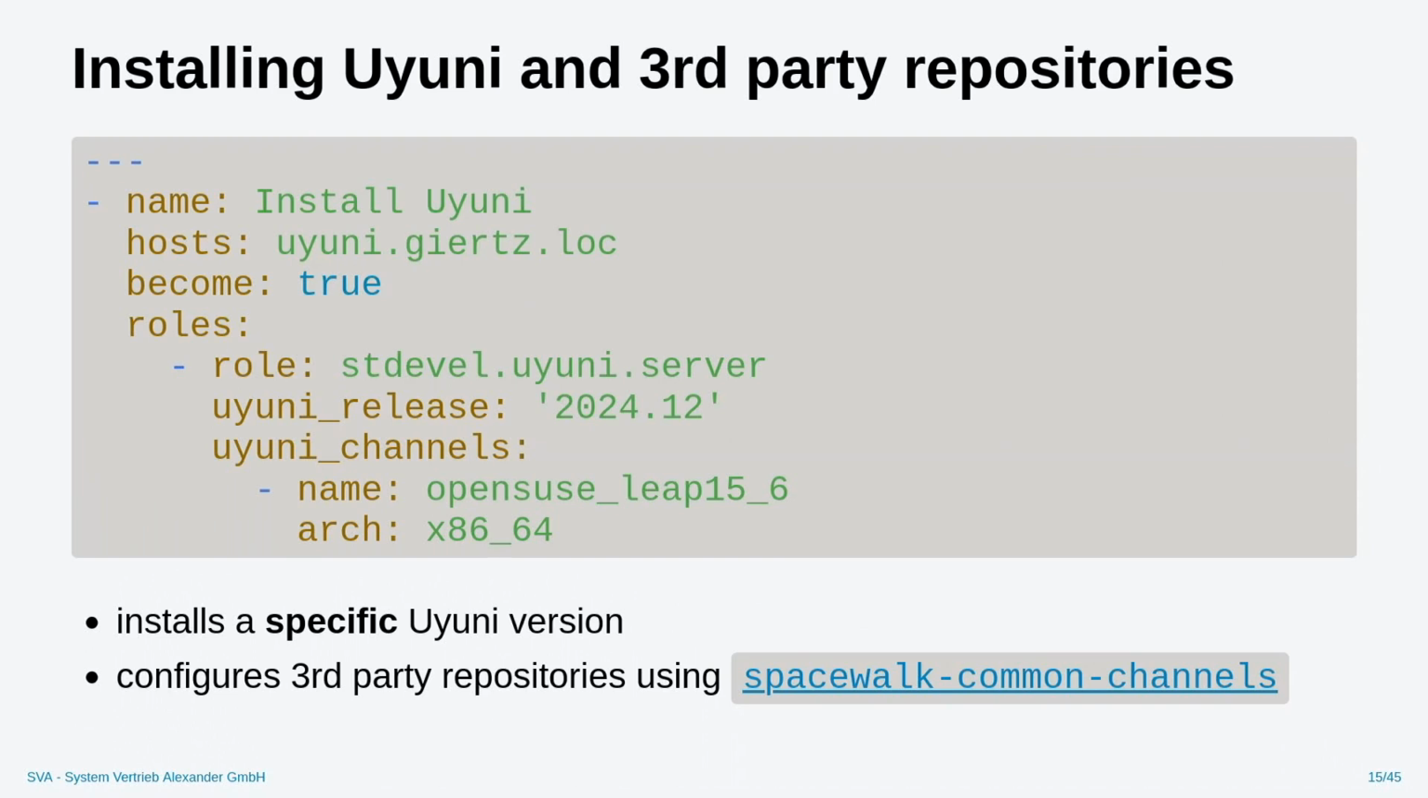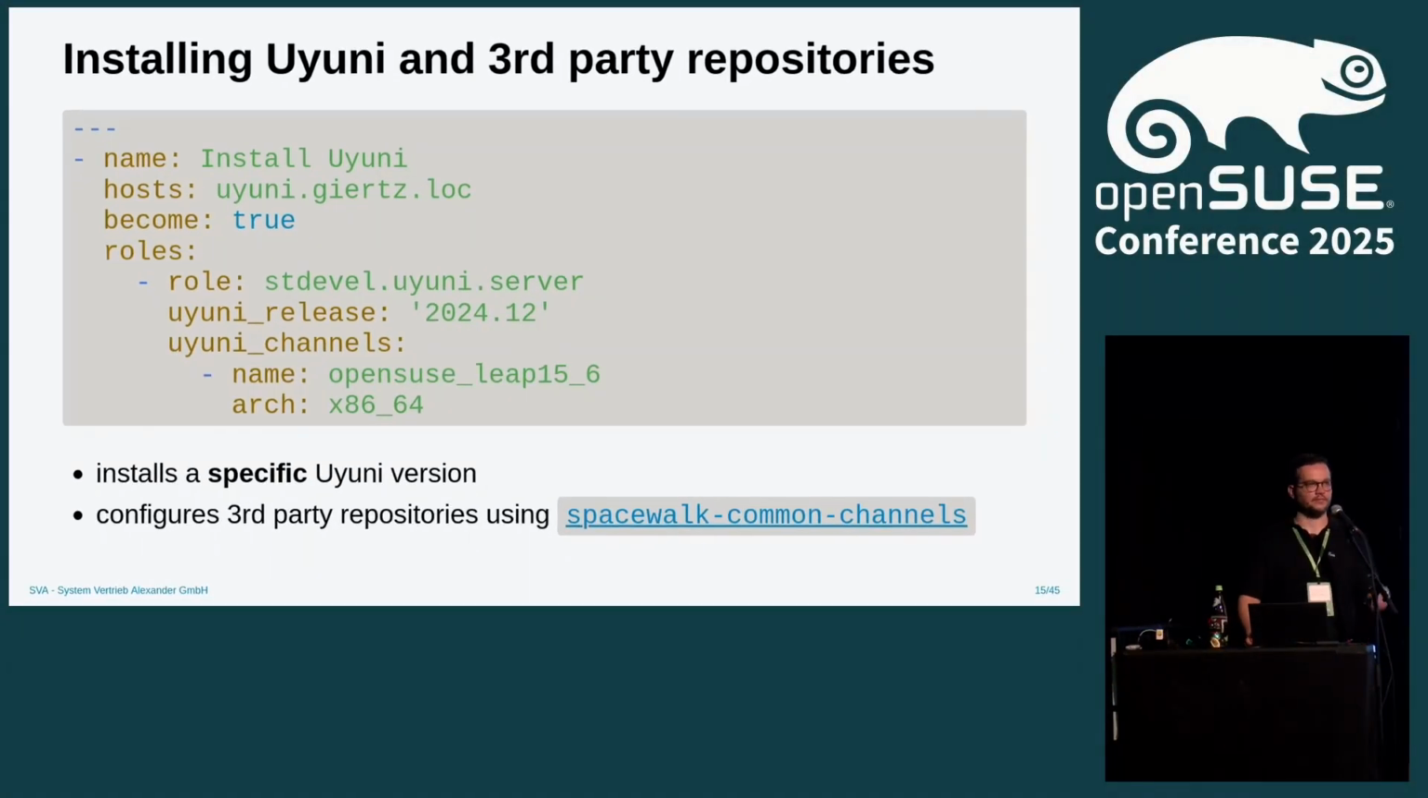And there's also a very nifty tool that I really, really love. It's spacewalk-common-channels. Who heard about that? Some hands are raised. So that's a tool that can be used in order to create all those client repositories that you would need, for example, for Alma Linux, for Ubuntu, and other distributions. Because normally you would need to do this manually. That can be a real pain.